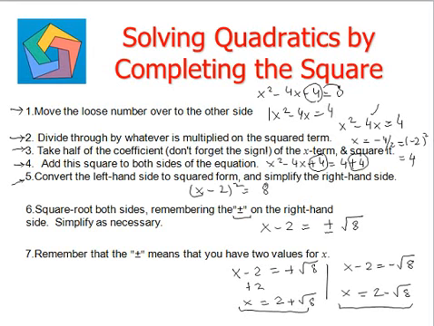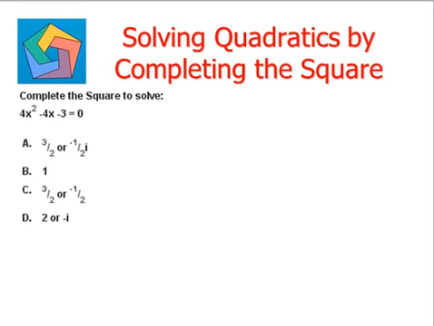Let's move to the first question. It says complete the square to solve. We are given 4x squared minus 4x minus 3 as our equation equals 0. The first step is to move the loose number to the other side. So this becomes 4x squared minus 4x equals a positive 3.